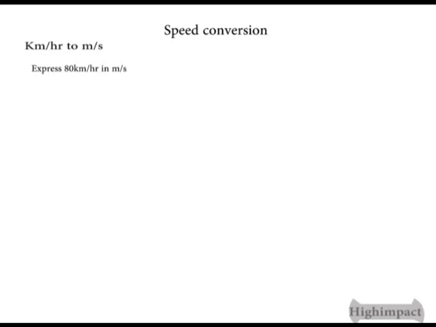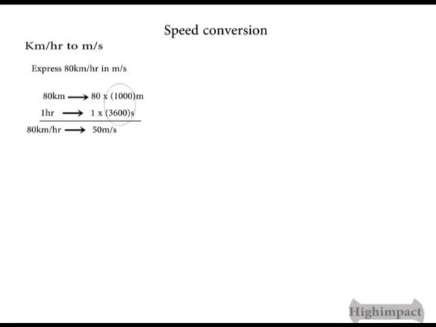80 kilometers per hour means in 1 hour, the body covers 80 kilometers. And so 80 kilometers will be equal to 80 times 1,000 meters. 1 hour will be equal to 1 times 3,600 seconds. If you divide either side, the left hand side will be 80 kilometers per hour is equal to, if you divide the right hand side, you will get 50 meters per second.